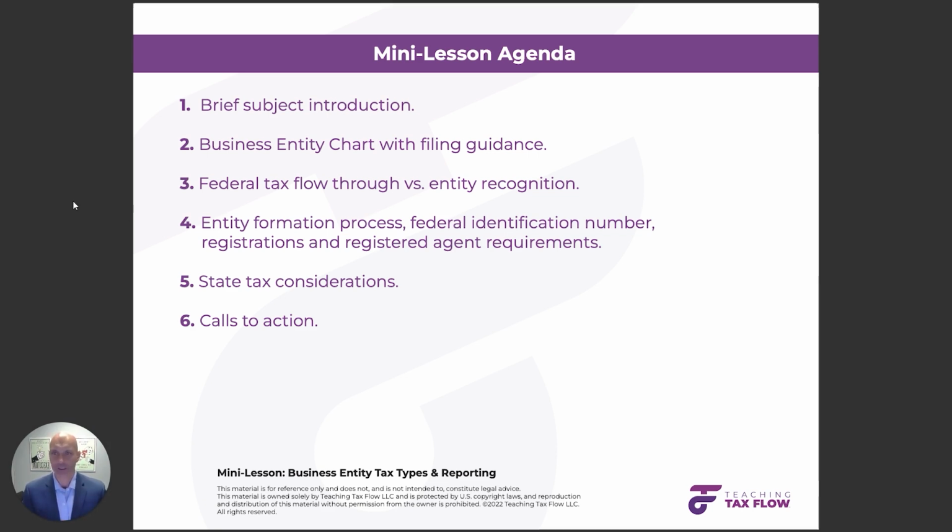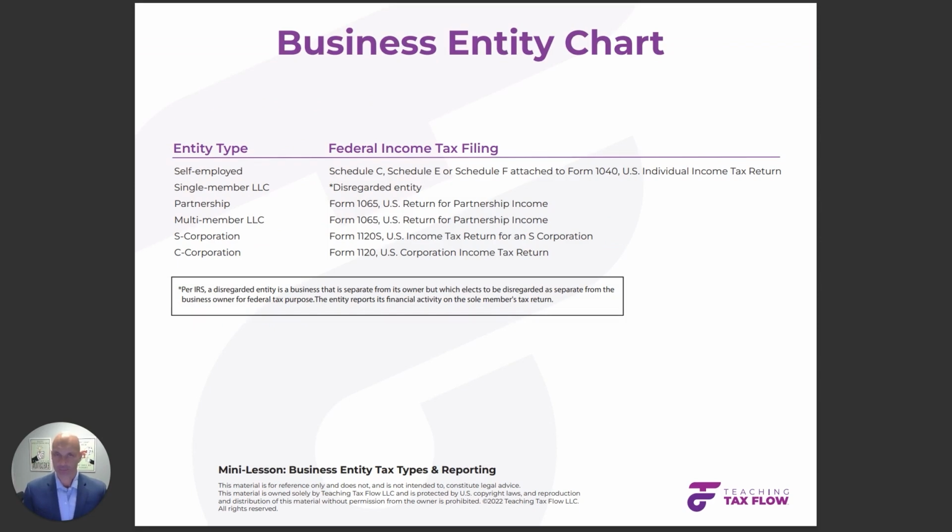So let's get started. Our main visual aid for this mini lesson is our business entity chart. What you're looking at are the business entities. We've got them arranged here on the left-hand side from basic in complexity all the way down to the most complex. And I want to point out a few different things here, starting with the entity type of self-employed.